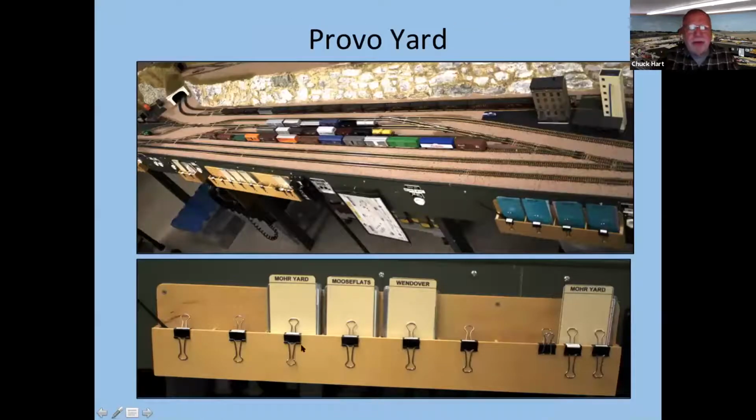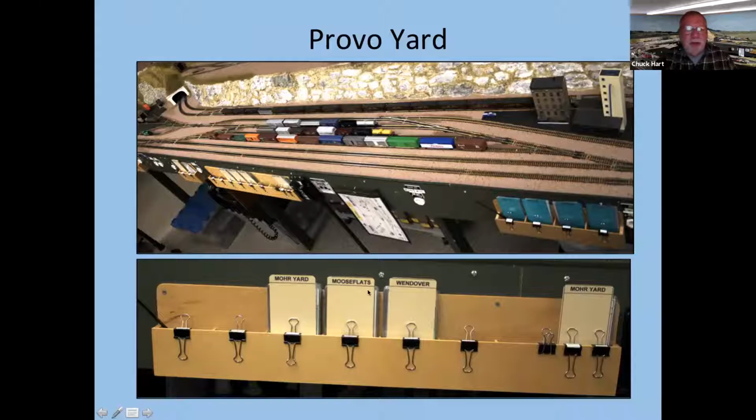Here's the other end of the railroad. This is Provo. So what do we have in Provo for staging? We have a coal train sitting in the back here. That's going to be sitting on this track on the lower right of the box. And then there are one, two, three trains sitting here that are ready to go out from the last op session.